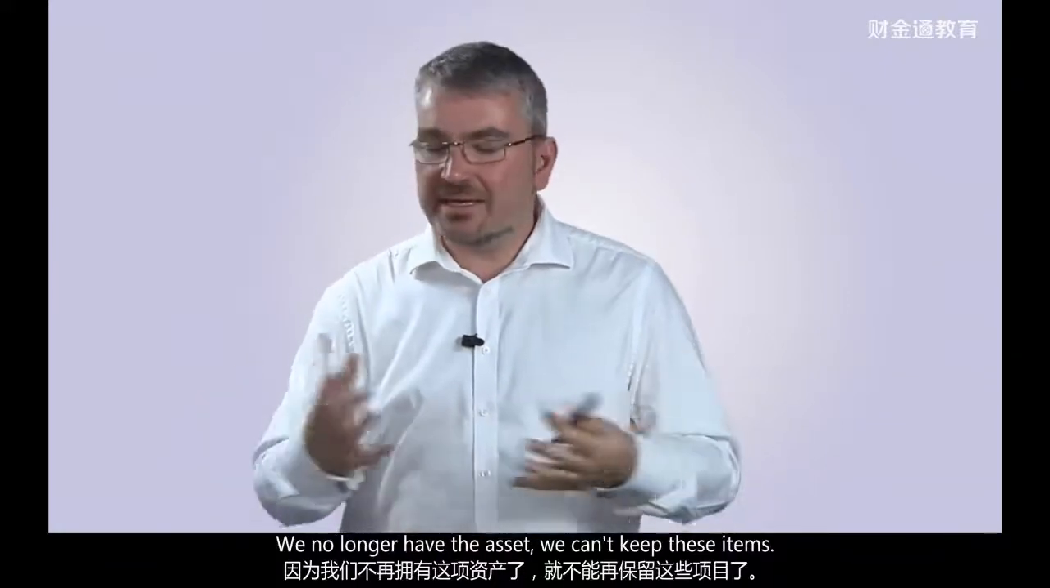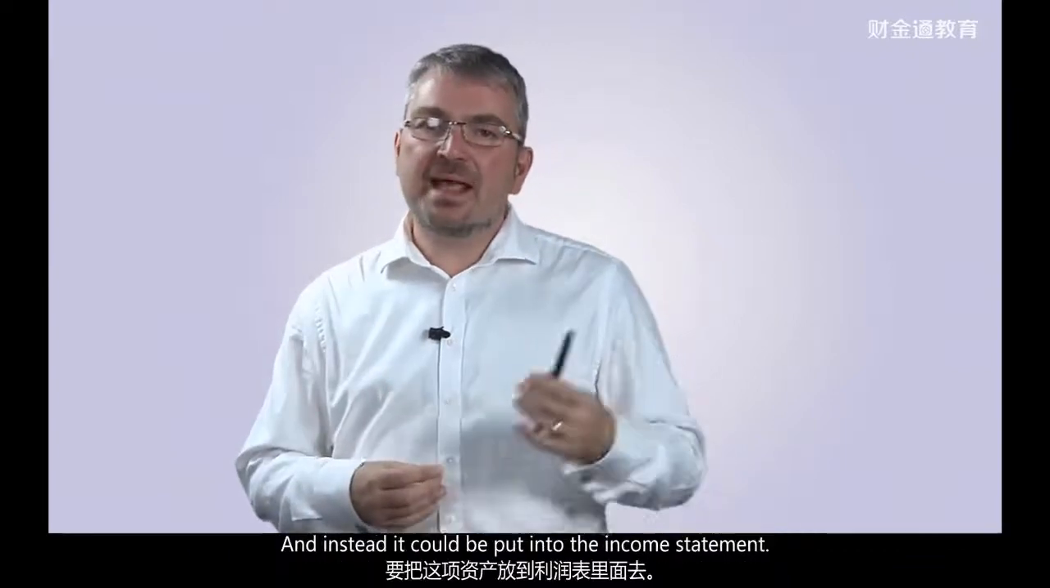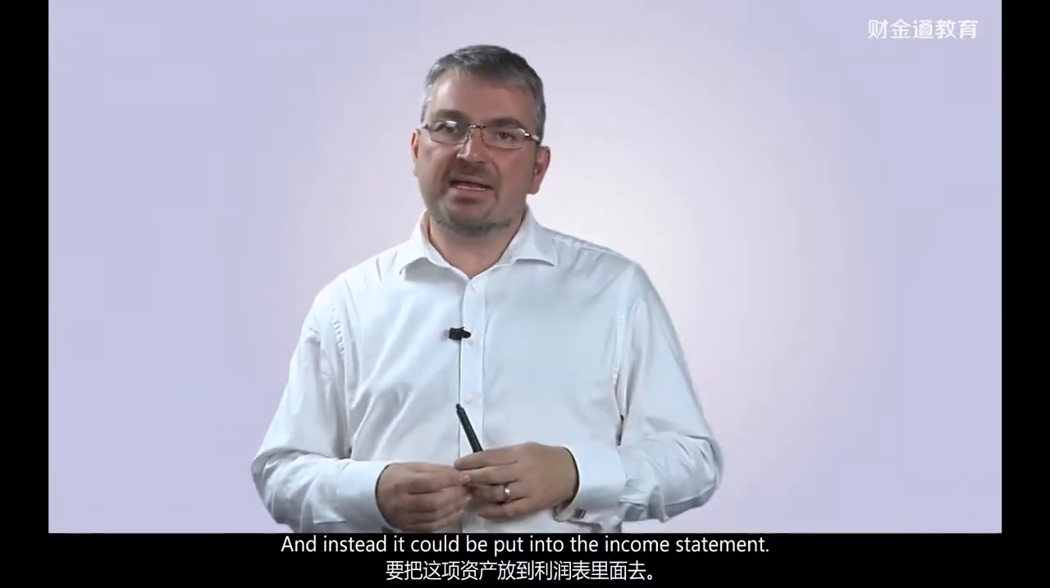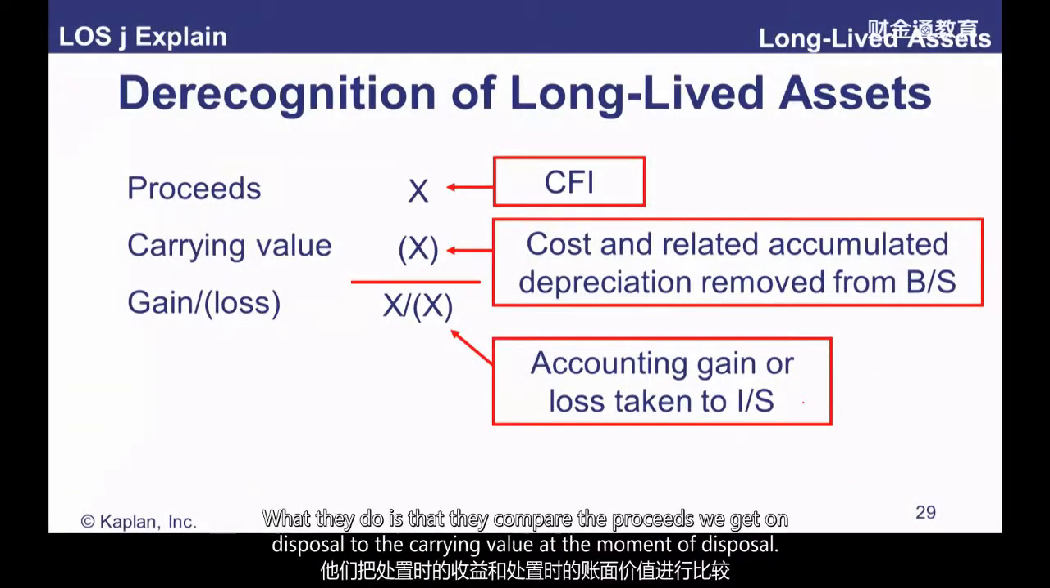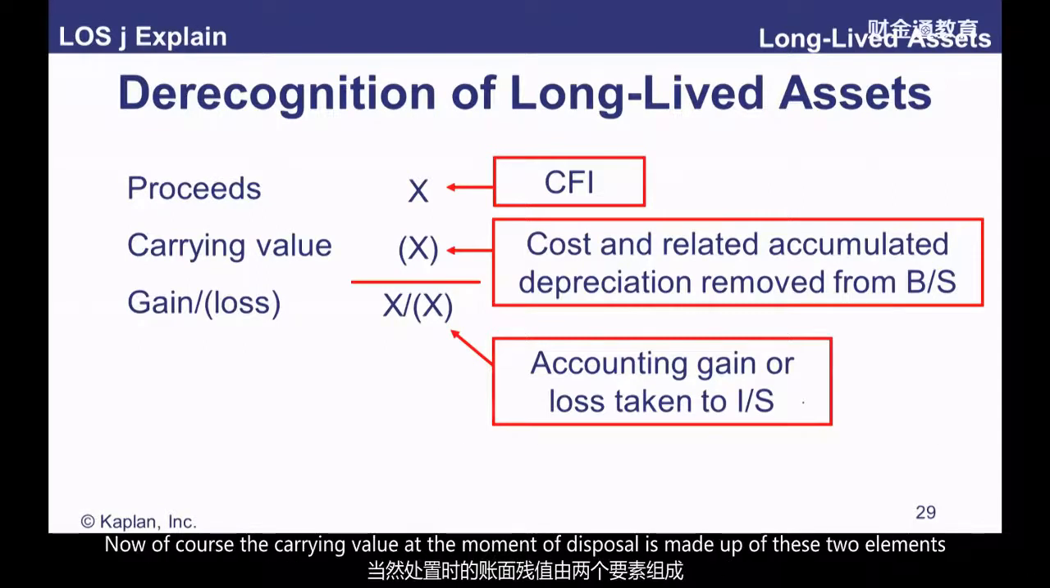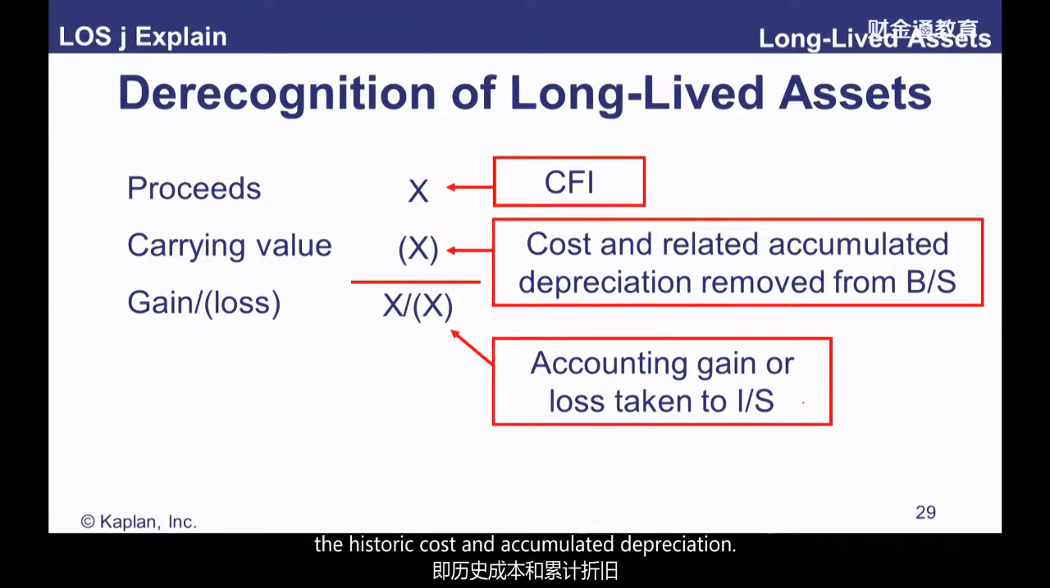We no longer have the asset. We can't keep these items. And instead they're going to be put into the income statement. Now actually let's have a look at what the accountants do. What they do is they compare proceeds, the proceeds we get on disposal, to the carrying value at the moment of disposal. Now of course the carrying value at the moment of disposal is made up of those two elements, the historic cost and the accumulated depreciation.